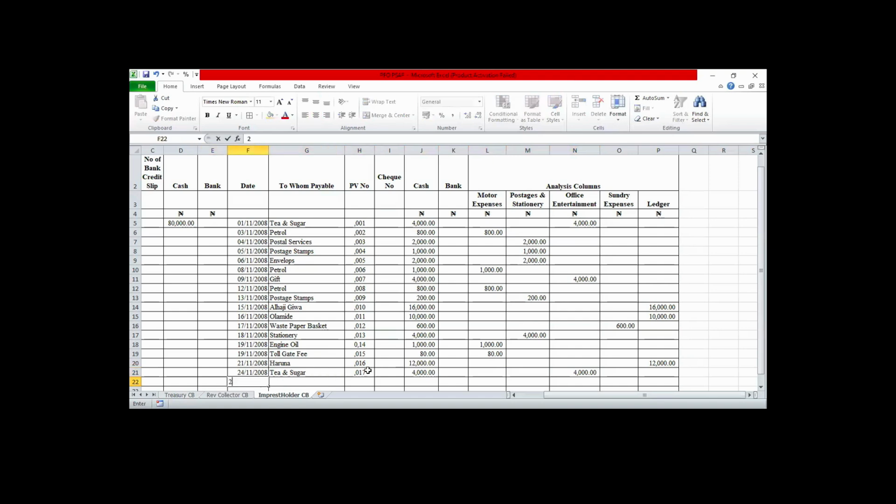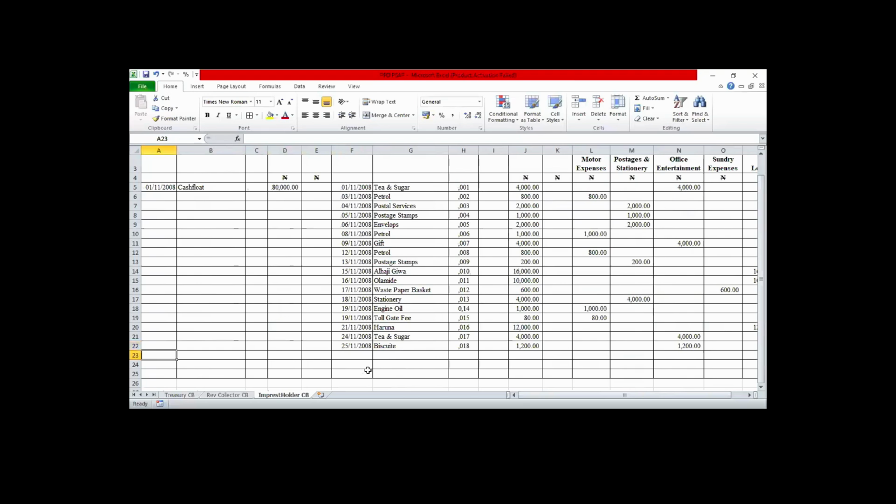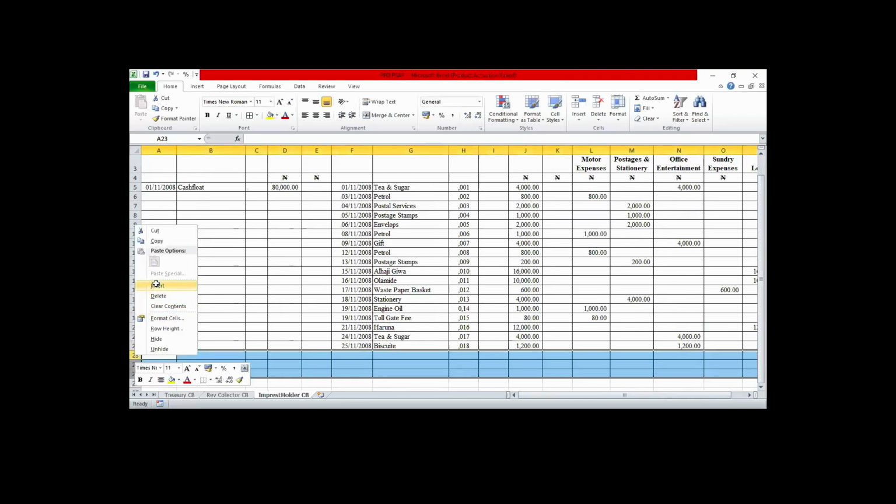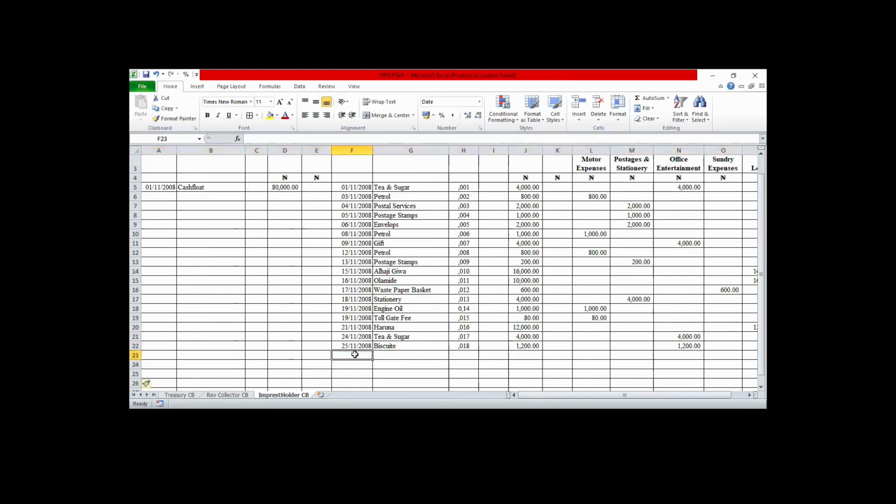The next one, 25th. Biscuits, 1,200. That goes under entertainment. The next one, 27th. Calculator, 1,400. That goes under stationery.